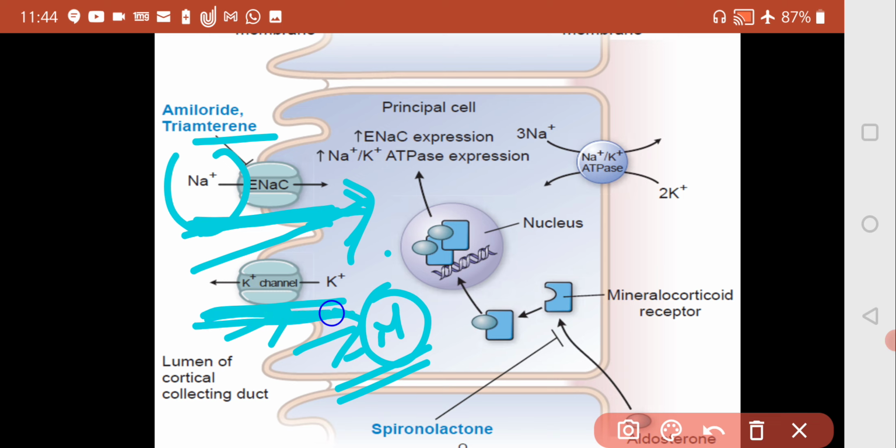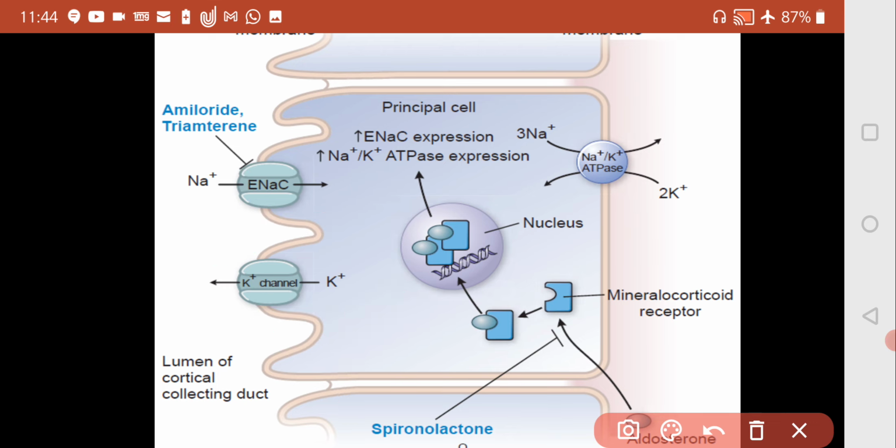There is no more secretion of potassium into the lumen, so it acts as a potassium-sparing diuretic. These are triamterene and amiloride, and amiloride also blocks lithium ion entry into the nephron, so it is useful in nephrogenic diabetes insipidus due to lithium. Hope it is clear.